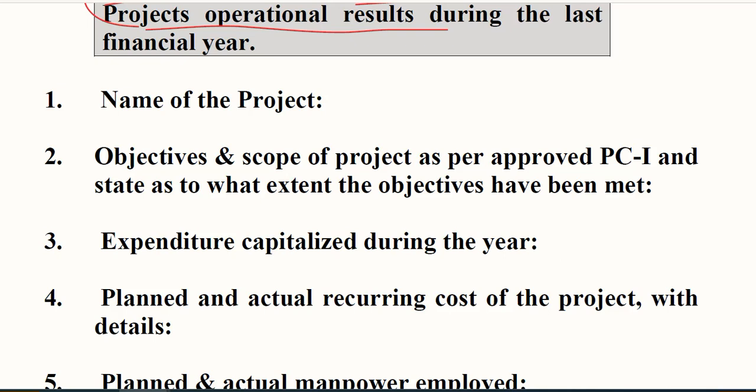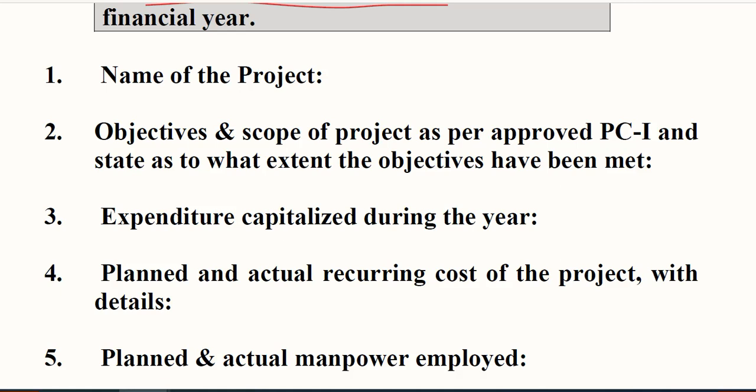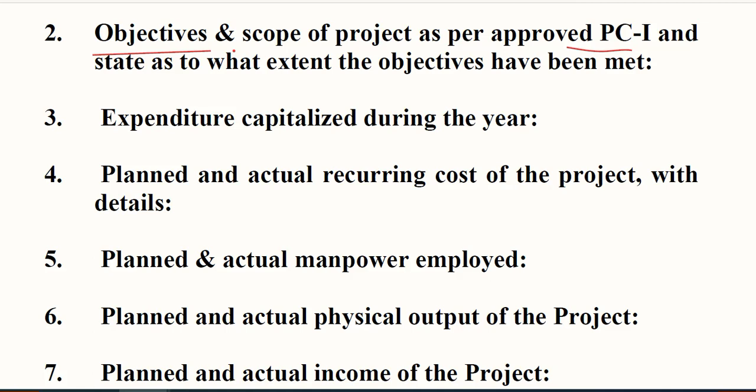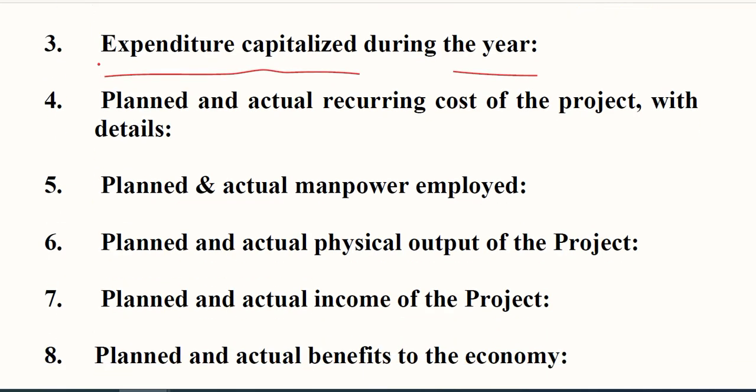It's the final PC, and it can borrow a lot of information from the other PCs that we have developed before. The name of the project can be borrowed from PC1. From PC1 we can also borrow the objectives and the scope of the project, and we can also get the expenditure capitalized during the year. It means that if any expenditure is converted into capital during this year, we can add it in our third point. And then planned and actual recurring cost of the project during this year.